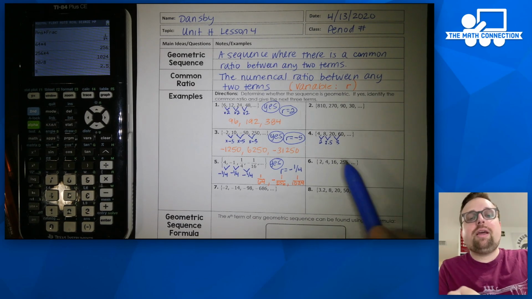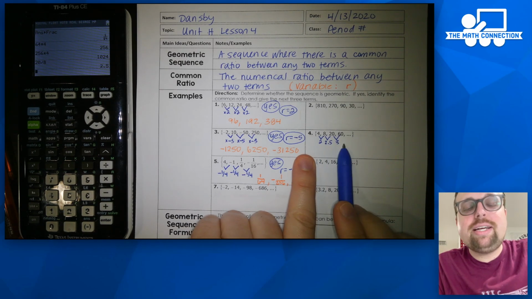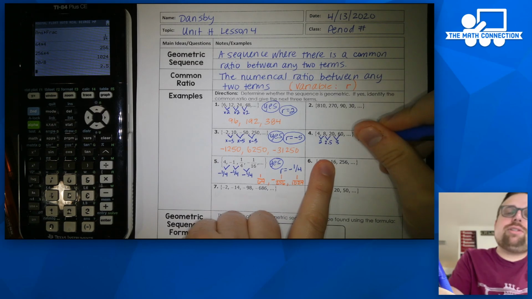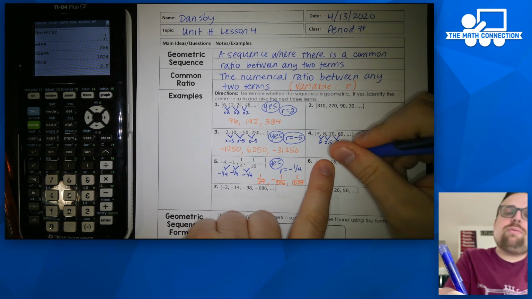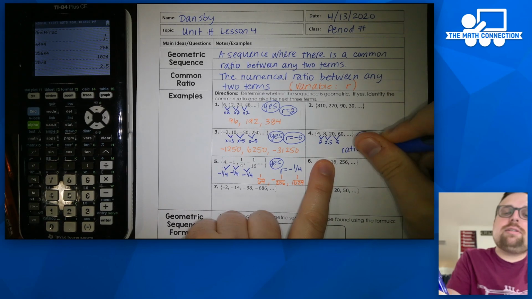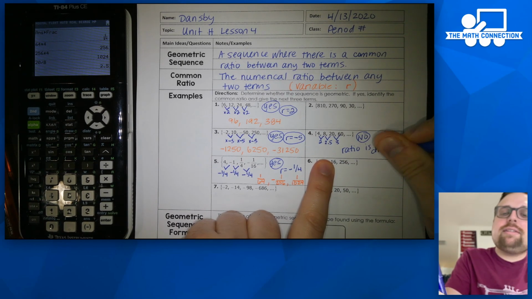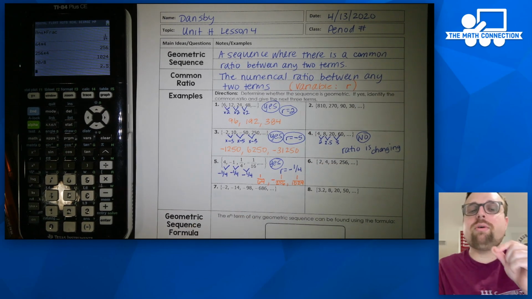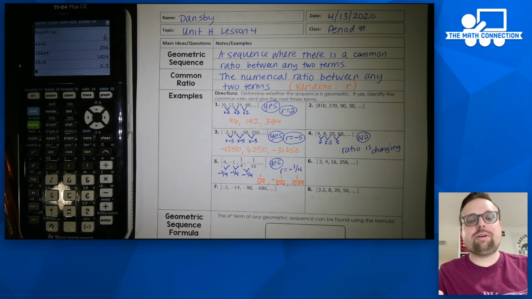Okay, so the ratio is changing each time, so this is not geometric. No, the ratio is changing. It doesn't say to give a reason, but I'm just giving you one so you can have it spelled out for you.